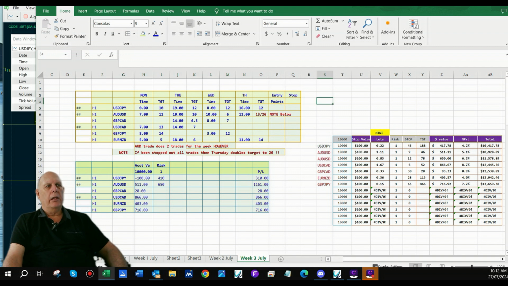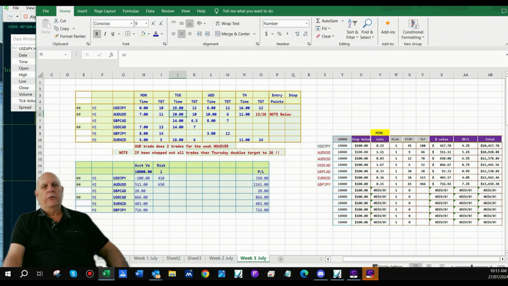As we come through here, the AUD USD, on Thursday, note below, I've got a target of 13 and 26. The AUD trade does 2 trades for the week. So out of these times here, this trade is going to do 2 different entries. Note, if it's been stopped out on all trades, then Thursday does a double target of 26 sections.